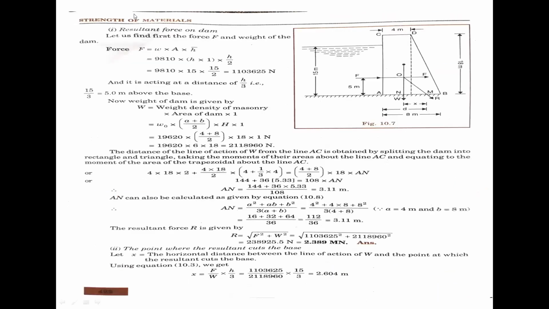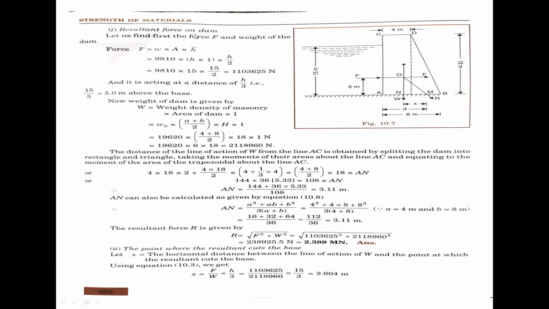Now, you know the formula for x from the base, x equals F by W into H by 3. You know this formula already from rectangular dams. I have to calculate the small x value. First, see the diagram: this is the water level of the dam at 15 meters, the overall height is 18 meters, the top width is 4 meters, and the bottom width is 8 meters. Now the x value is F by W into H by 3 in the formula.